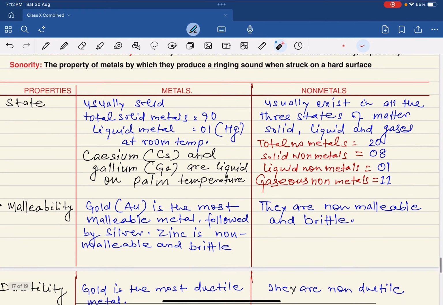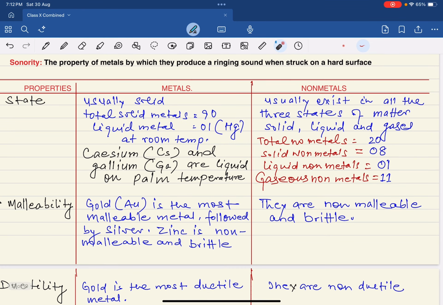Then point of difference number 2, malleability. Nowadays in examination, questions are coming to differentiate metals and non-metals on the basis of malleability, sometimes on the basis of ductility, sometimes on the basis of sonority. So, in a 1 marker question, how to define or differentiate between metals and non-metals. Malleability: we know that gold is the most malleable metal, followed by silver, and zinc is non-malleable and brittle, and non-metals are non-malleable and brittle.